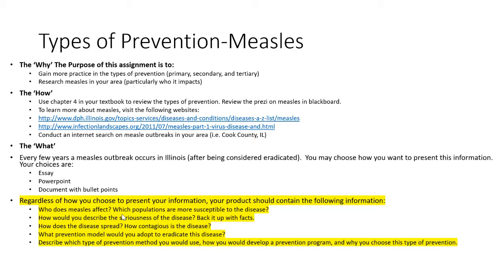How contagious is this disease? And then what prevention model would you use to eradicate or get rid of this disease? Would you use primary, secondary, or tertiary? Tell me why you chose it and how you would develop a prevention program for that particular type of prevention.